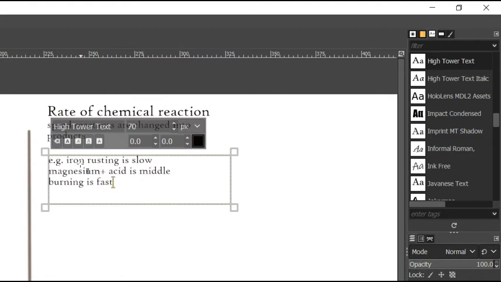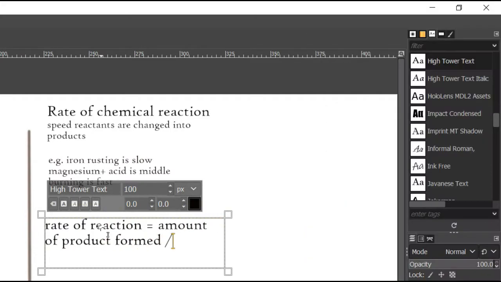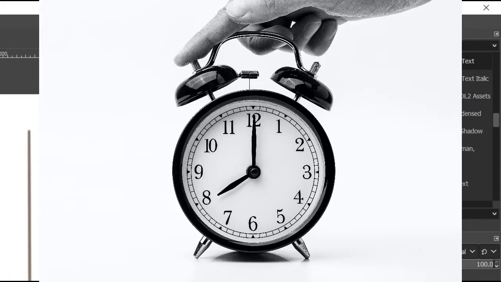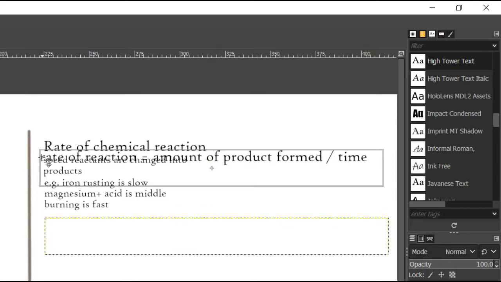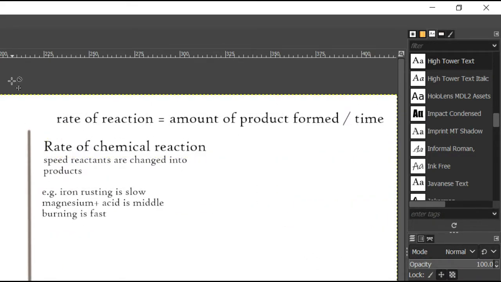You can find the rate of reaction by recording the amount of product formed or reactant used up divided by the time. The steeper the line, the faster the reaction. When the reaction is finished, the line becomes straight.